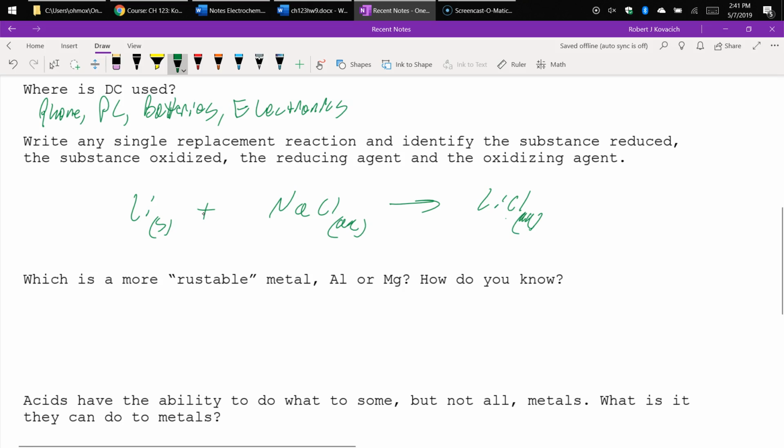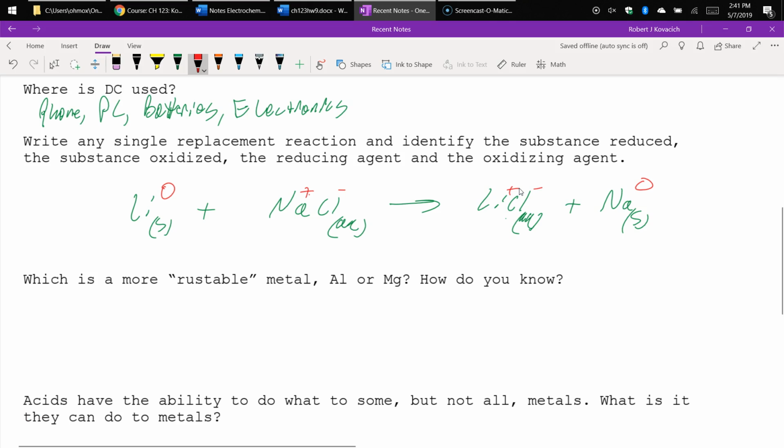I mean, aqueous is probably a bad term, but I don't have another term for you. And then solid sodium. So what's the lithium's oxidation state here at the beginning on the reactant side? 0. And the sodium on the product side is 0. The sodium here is a plus, and the lithium here is a plus. The chlorides are both minus, but they don't change. So the chlorine in this case is a spectator ion.